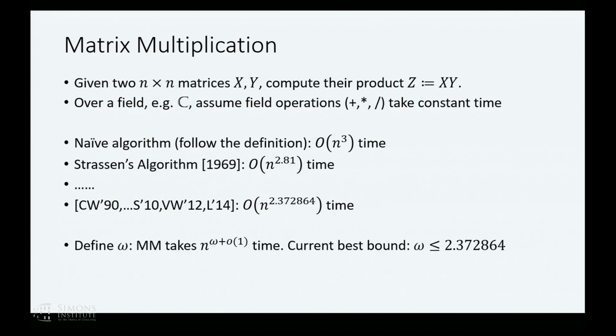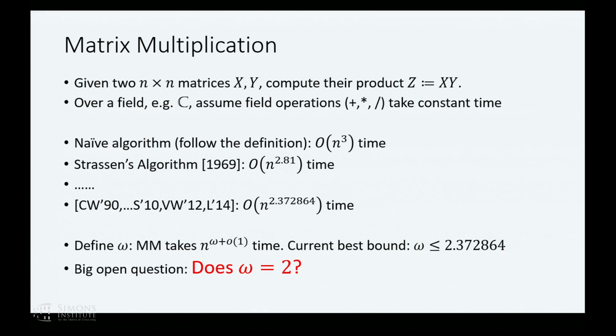So we can define omega, the matrix multiplication exponent. We'll define it more formally in a bit. For now, just say omega is the smallest real number for which you can multiply n by n matrices in n to the omega plus little o of one time. From here, we get that omega is at most 2.3729. So the big open question is: is omega equal to 2? In other words, can we multiply two matrices in roughly linear time in their input?